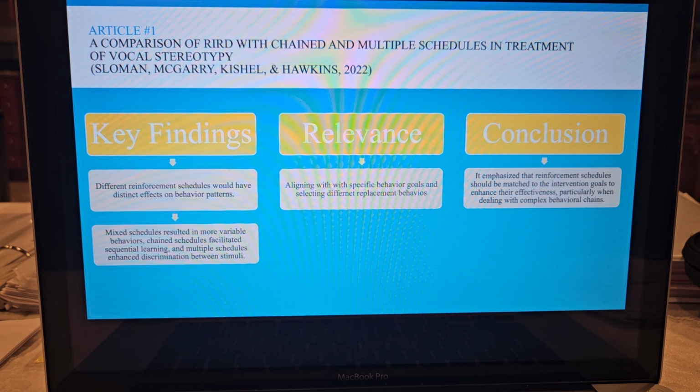The intervention goal, I'm sorry, I lost my place. It emphasized that reinforcement schedules should be matched to the intervention goals to enhance their effectiveness, particularly in dealing with more complex behavior chains.